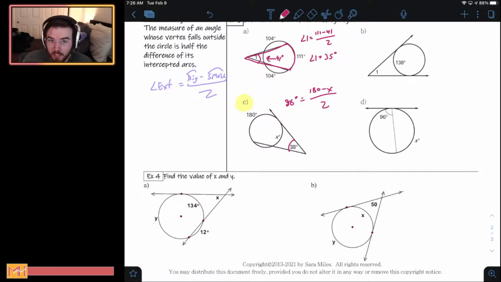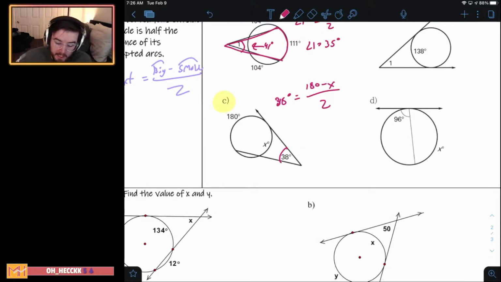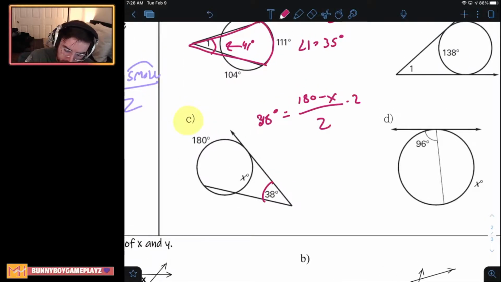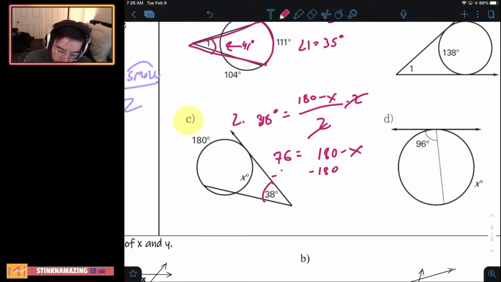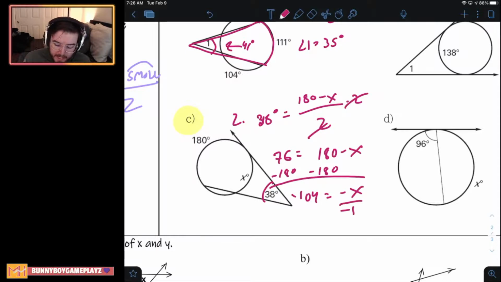However, I'm going to keep going, okay? So last question popping up on screen, solve for x. All right, so what did you do? Times 2 times 2. 38 times 2 is 76. Cancels out the 2. 180 minus x. When you subtract the 180 away, be careful about the negatives here. When you subtract the 180, we're going to get negative 104 equals negative x. But you just divide by negative 1 to cancel out the negatives, and you get 104 degrees for the measure of the small arc.